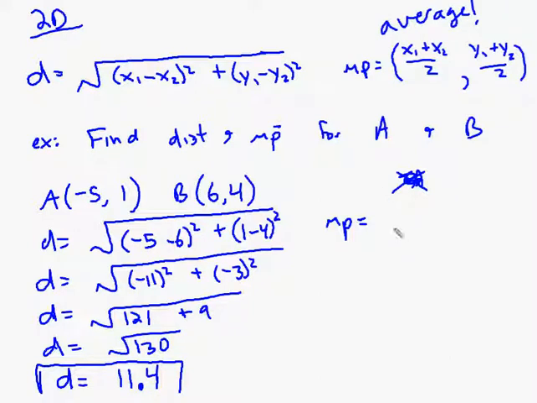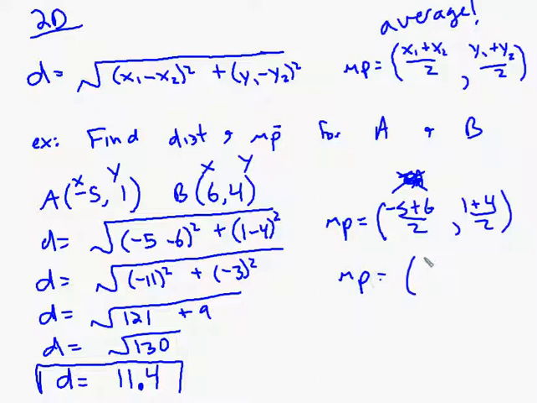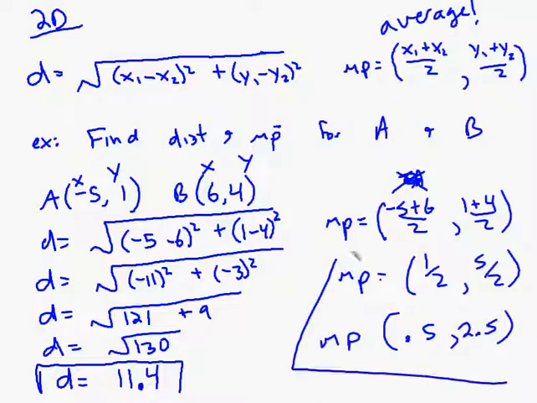All right, so I'm going to add my 2 points. -5 plus 6. Remember, this is x comma y. So we do -5 plus 6 divided by 2, and 1 plus 4 divided by 2. We get 1/2, and 5/2. We can leave it like that if we want. If not, we can change that to decimal form. I'm leaving it like that. 2.5. So either of those answers is correct for that.